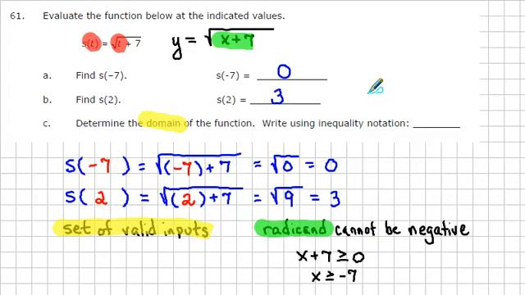So what is the domain of the function? It says write using inequality notation. The inequality is x is greater than or equal to negative 7.